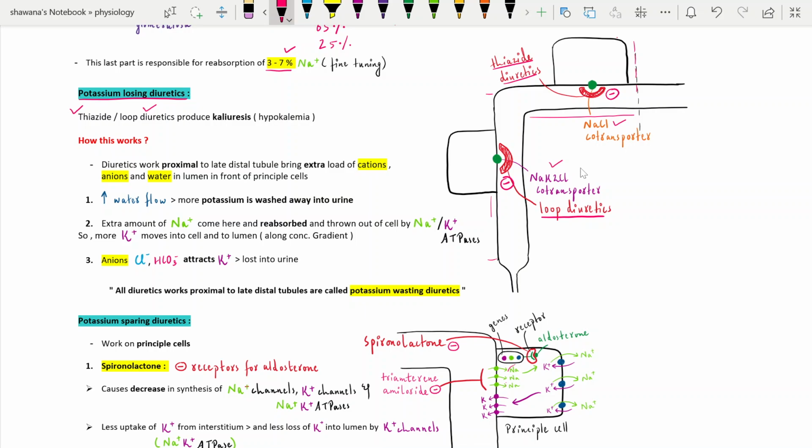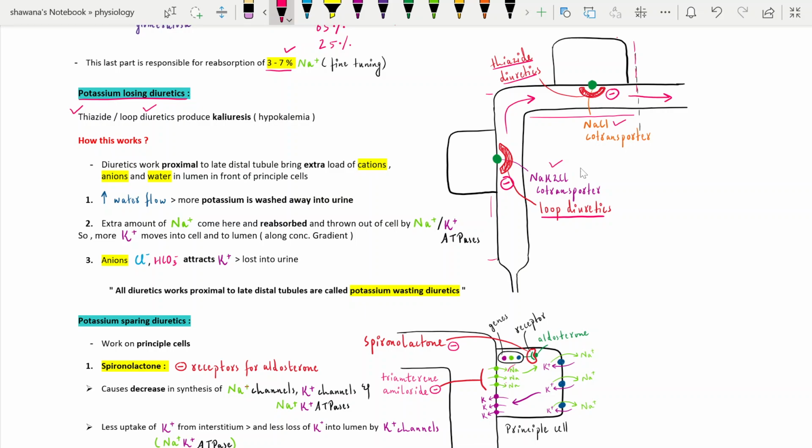When the loop diuretic inhibits the sodium potassium 2 chloride co-transporter, can the sodium be reabsorbed? No. Can the potassium be reabsorbed? No. And can the chloride be reabsorbed? It cannot. So all these solutes will move down the drain. They will move forward. And the thiazide diuretic will block the sodium chloride co-transporter. Can the sodium be moved in? No, sodium cannot be reabsorbed. And chloride can also not be reabsorbed. So they will also move forward.